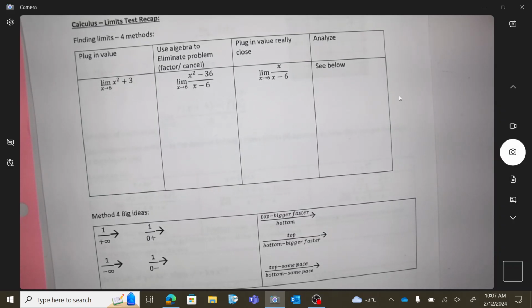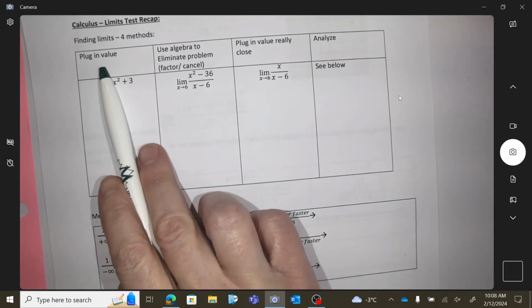Okay, so finding limits, there's going to be, I think I put 14 questions on your test. Each point is worth 2, kind of one for strategy, one for answer. So I gave you 4 strategies.